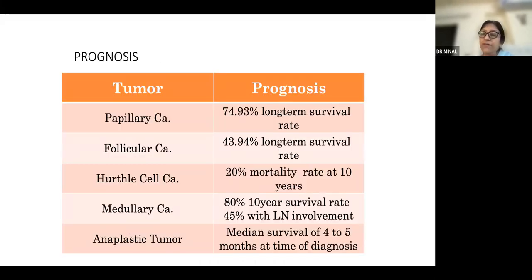Prognostically, we all know, we have studied, papillary carcinomas are the best, follicular carcinomas follow them. Hurthle cells also have a mortality rate of 20% at 10 years. Medullary carcinomas, the survival rate is good, but anaplastic tumors have the least survival rate and they are the most dangerous type, with a median survival of only a few months after the diagnosis.